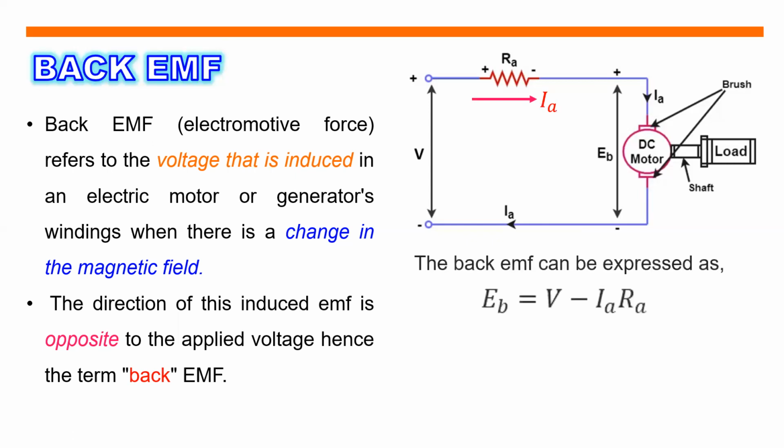So, ibig sabihin, the back EMF is equal to the supply voltage minus yung voltage drop na madedevelop sa ating armature, which is I sub A multiplied by the armature resistance. Kung kukunin naman natin yung armature current, that will be the supply voltage minus the back EMF all over the armature resistance.